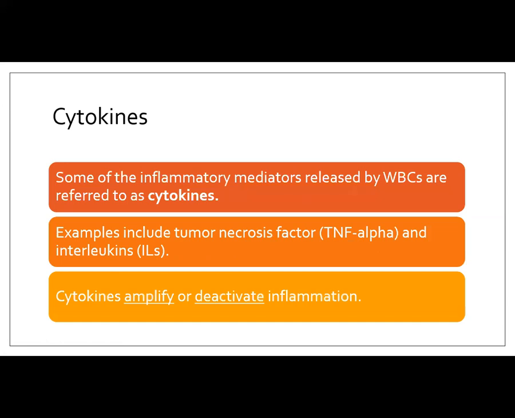Some of the inflammatory mediators released by white blood cells are referred to as your cytokines. Examples include tumor necrosis factor, which is TNF alpha, and the interleukins, which are ILs. Cytokines either amplify or deactivate inflammation. So if we're looking at this step by step, the first step is that permeability. I'm basically opening up the gates. From there, the next step is these cytokines. They come in and look around and say, do I need reinforcements, or do I have enough, or do I need to deactivate this? So that's like the second phase here.